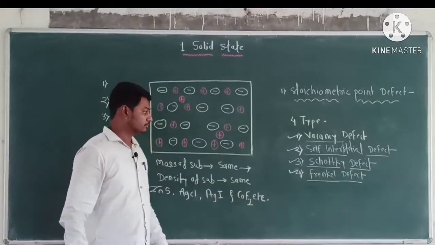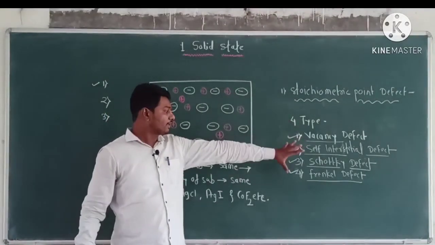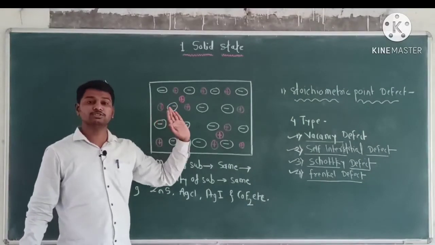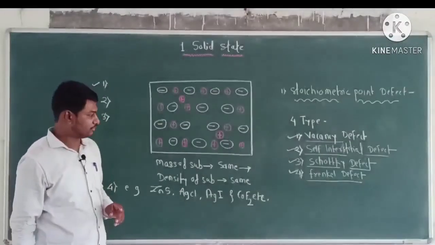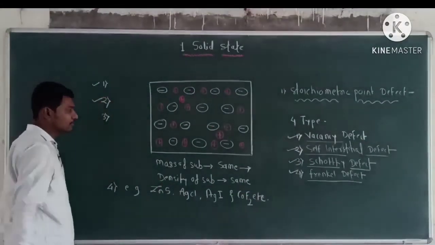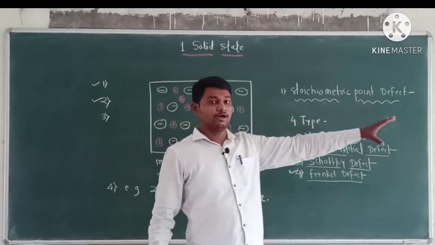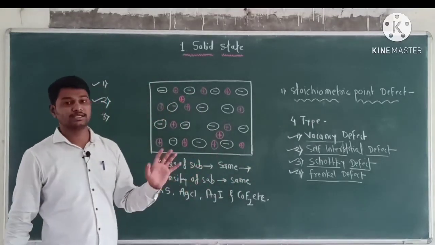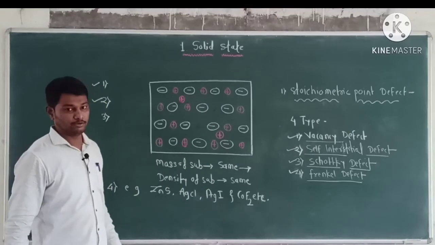Okay. Now, first point, in a Frenkel defect, some cations leave their regular position and occupy the interstitial site. Such a type of defect is called a Frenkel defect. Second point, Frenkel defect generally occurs in an ionic compound which has a large difference between size of cations and anions and ions having a low coordination number.